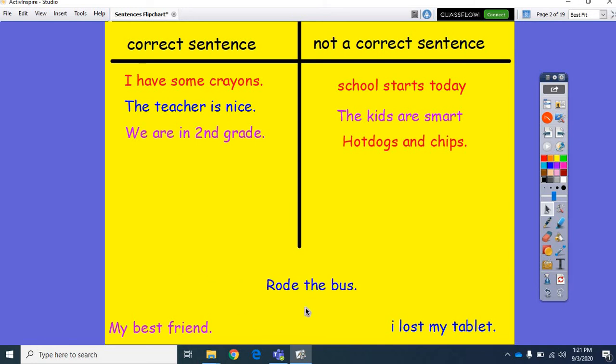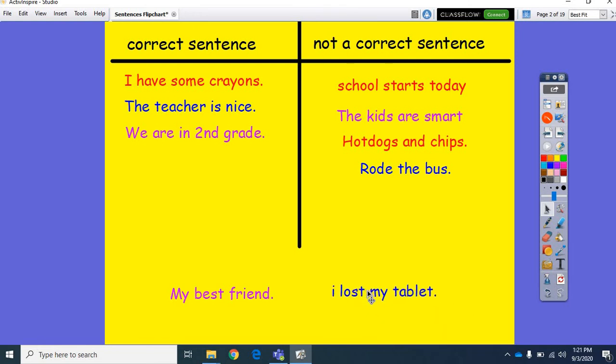All right, how about rode the bus? If I just walked up to you and said, rode the bus. Are you sure that's where it would go? Good. You're right. It has a capital, it has an end mark, but it doesn't make any sense. It's just like hot dogs and chips. If I walked up to you and said, rode the bus, you'd be like, who rode the bus? You've got to tell more. So good. That is not a correct sentence.